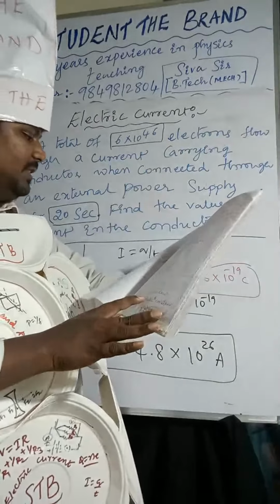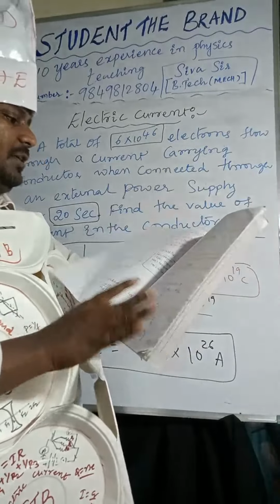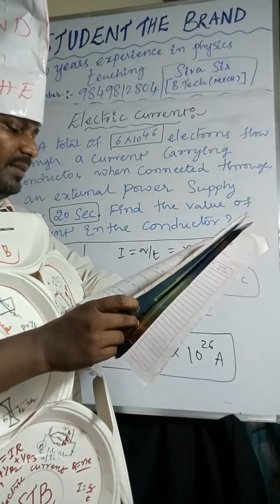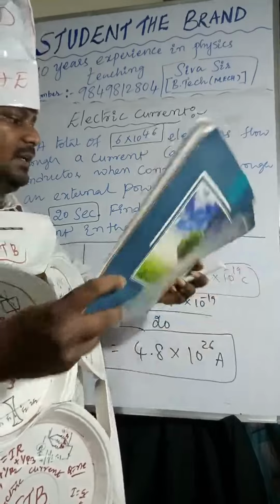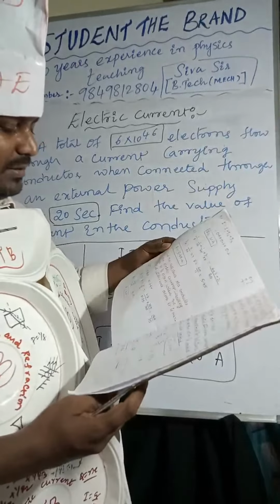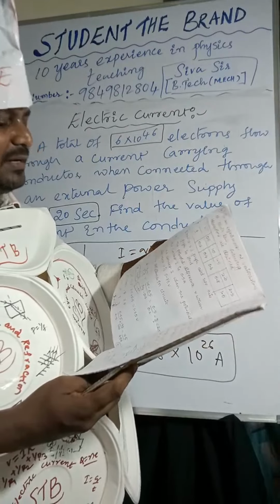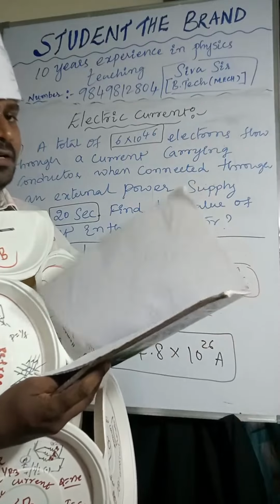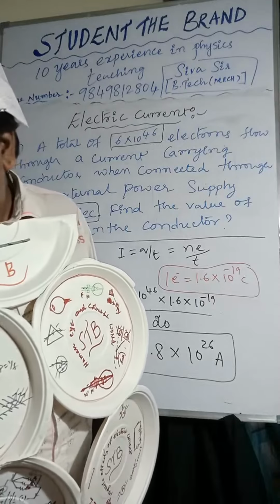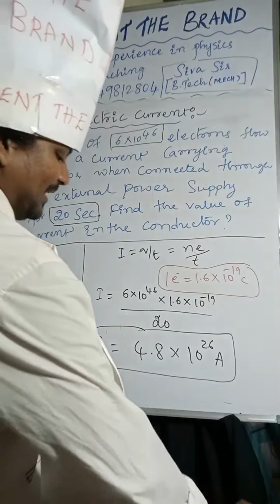Next we are going to the next one. I hope it is very clear. Next I'll discuss remaining points related to I equals Q by T, electric circuit and electric current, problems related to that. Okay, we'll go to the next one.